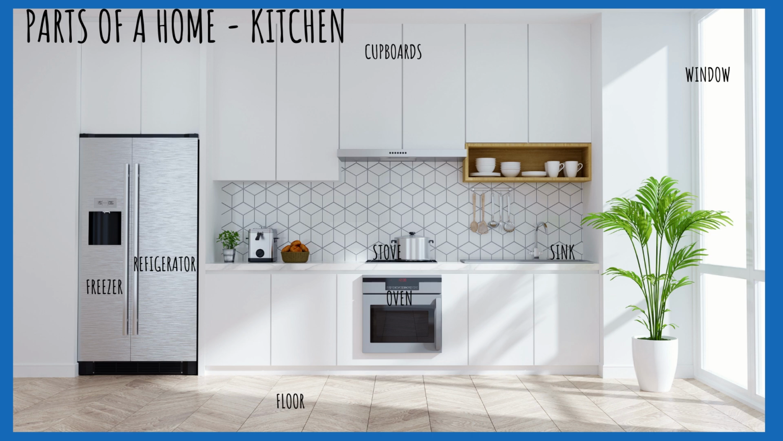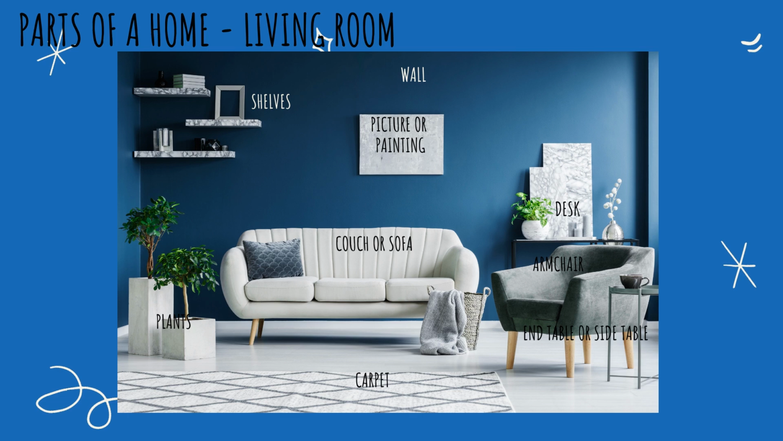So let's look at the different parts of a house, starting with the kitchen. In the kitchen, we have cupboards, a freezer, refrigerator, stove, oven, sink, window, and a floor. Let's look at the living room. The living room is where people get together, maybe after having breakfast or dinner, or to watch TV, or just to relax and to socialize.